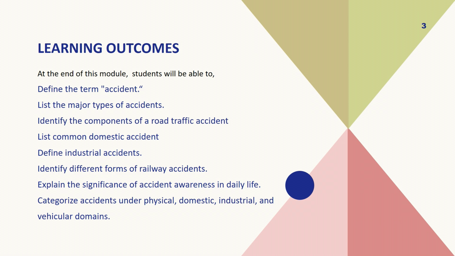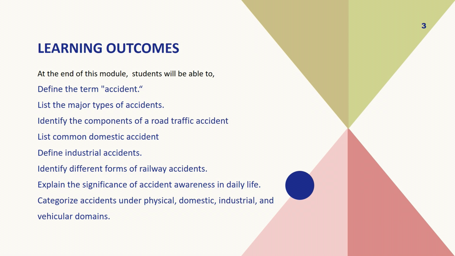The learning outcomes of this module are: at the end of this module, a student will be able to define the term accident. A student will be able to list the major types of accident. A student will be able to identify the components of road traffic accident. A student will be able to list common domestic accidents.